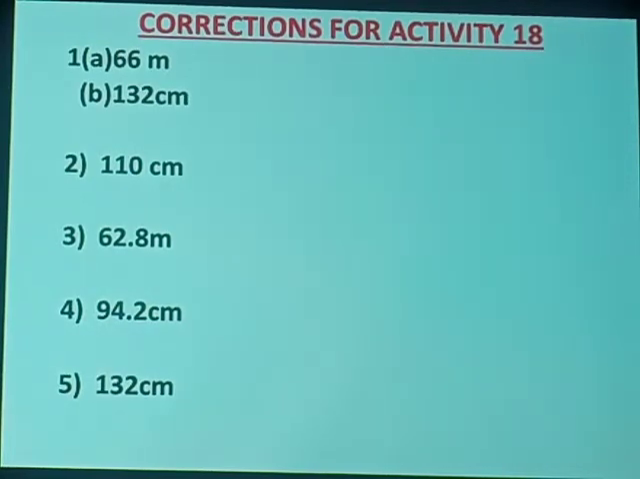Number 1, part A of the activity. As you look through your work, the circumference is 66 meters. Please look through the steps that you wrote down. Number 1, part B, the circumference is 132 centimeters.